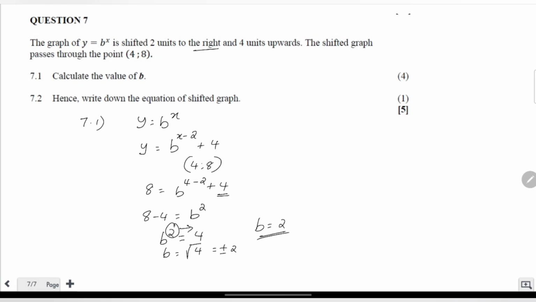Clear? Then 7.2, a 1 mark question, just a matter of rewriting. Hence write down the equation completely, the shifted graph. The problem was b. Now we know b is 2. So the graph will become, this is the graph guys, where b is replaced, that is y is equal to 2 to the power x minus 2, plus 4 is the answer. So we are done. 2 questions. Very quick. Thank you.